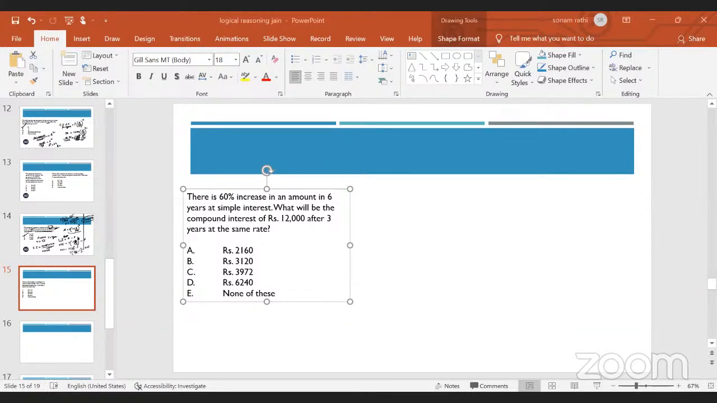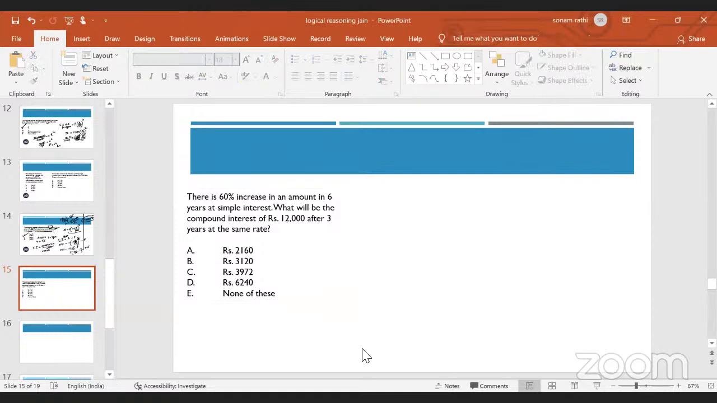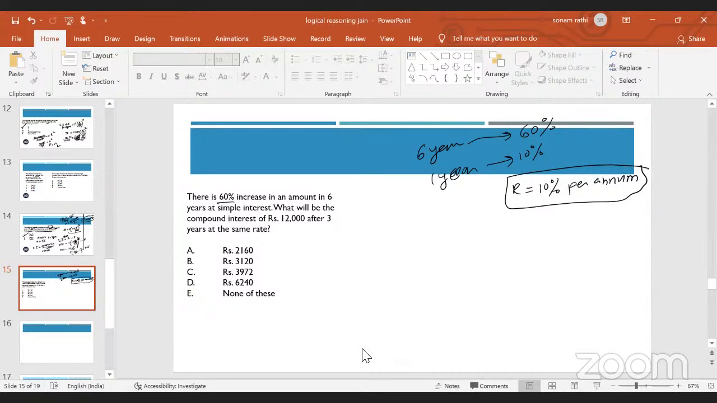Yes, Pradita, your answer is correct. There is a 60% increase in an amount in 6 years at simple interest. In 6 years it is increasing by 60%. So in 1 year it increases by how much? 10%. It means the rate was 10% per annum. Yes or no? Correct? So in 1 year it will increase by 10%, so the rate is 10% per annum.